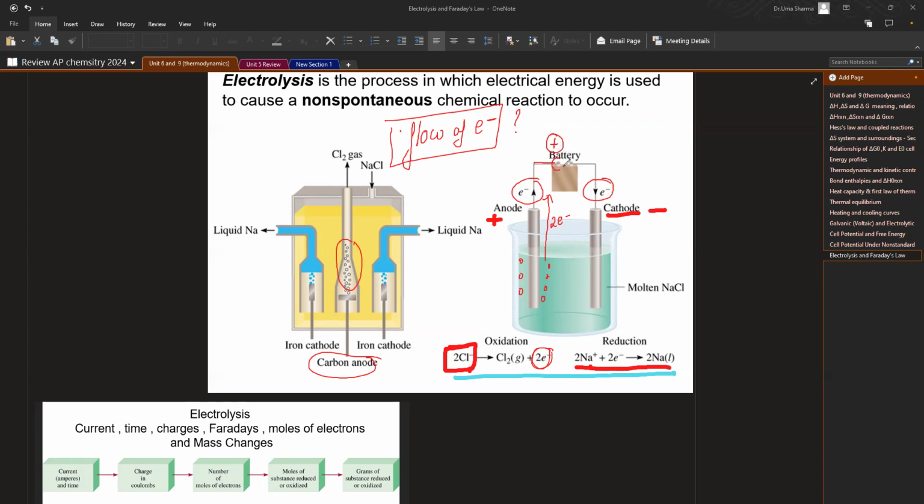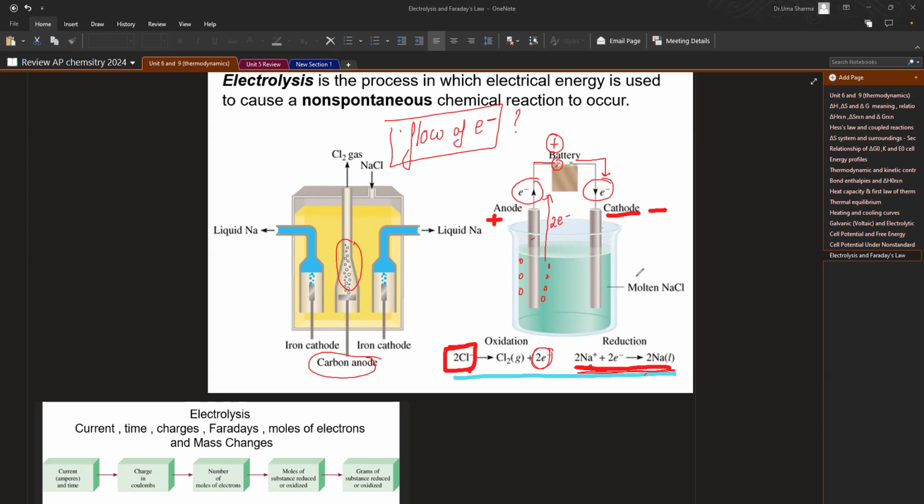This positive terminal of the battery is applying a force, pulling these electrons out. And for that, we need energy. So it's using its electrical energy to pull out the electrons from this anode. And then it is forcing electrons to go into this cathode, where Na plus is gaining them.